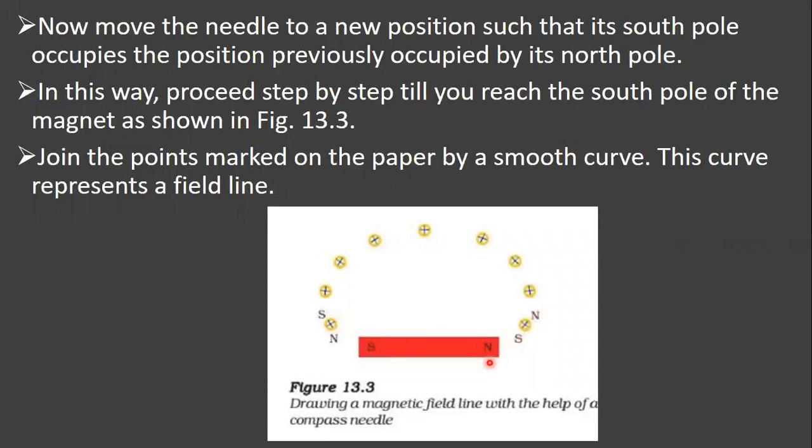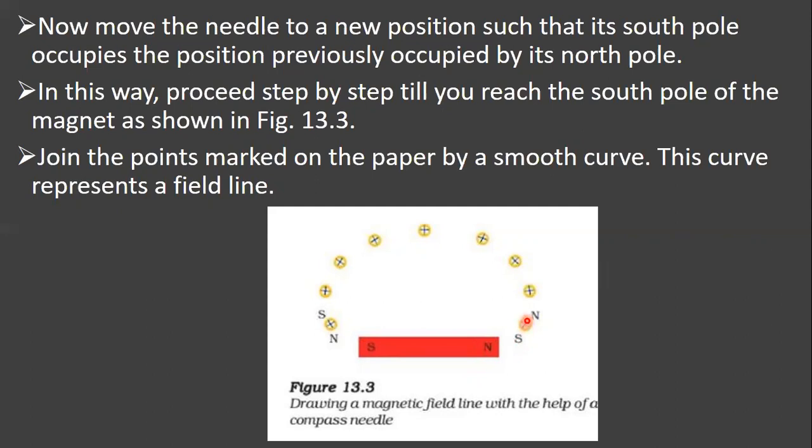The south pole of the needle points towards the north pole of the magnet, and the north pole of the compass, this one here, is directed away from the north pole of the magnet. It is because like poles repel each other, and the north and south poles, being unlike poles, attract each other. Now mark the position of the two ends of the needle here.